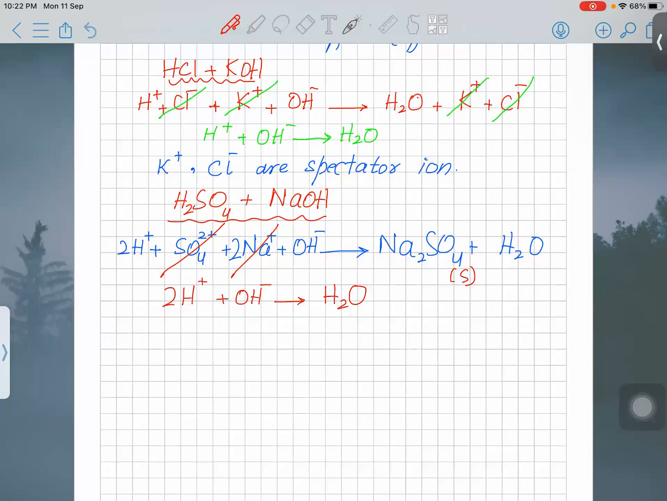Sir, how do we know that? Okay, so Na2SO4 is solid and SO4 is gas. These are aqueous ions. So this is aqueous and that is solid. Yes, when they combine, solid is formed.